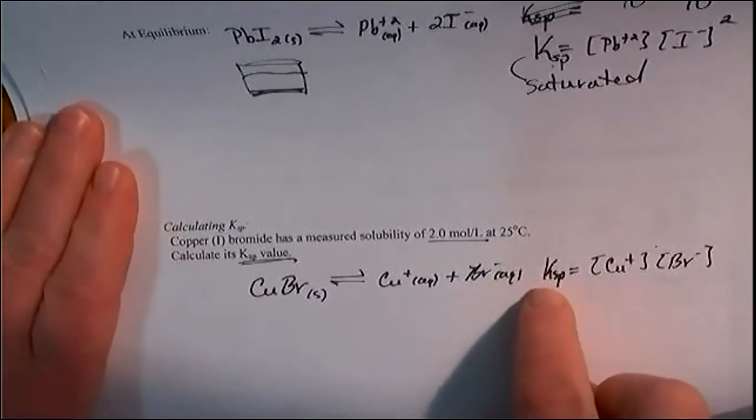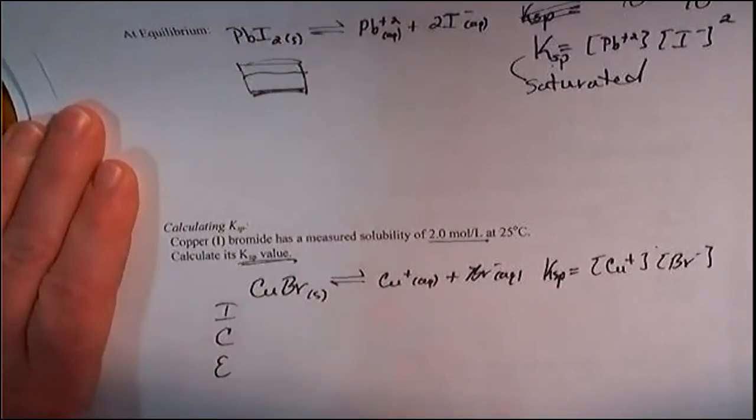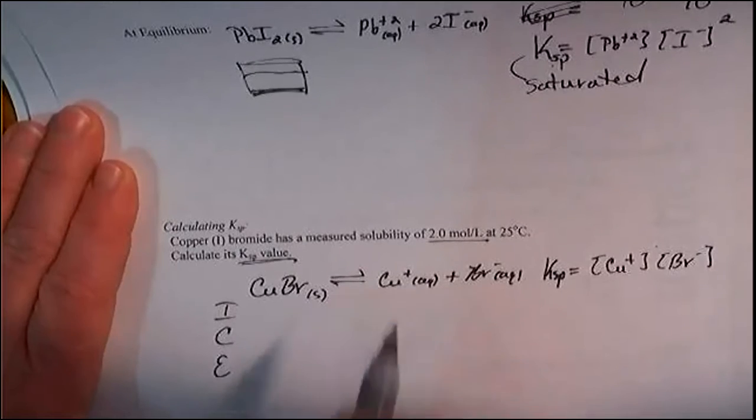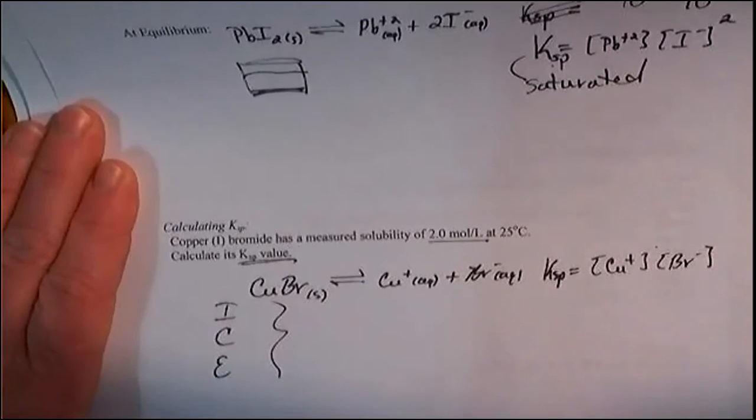All right, we need Ksp, and so we're going to apply an ICE table. Just like when we're working with acids and bases, we ignore water because it doesn't impact the Ksp. Well, we ignore the solid.